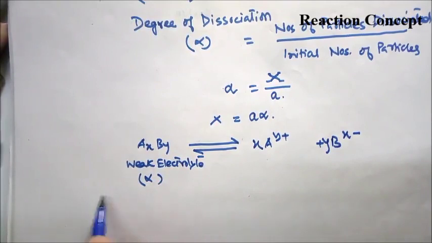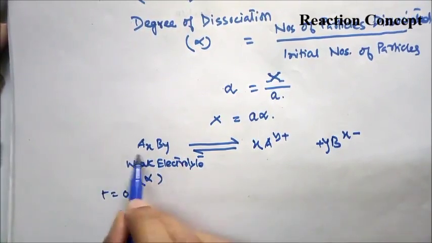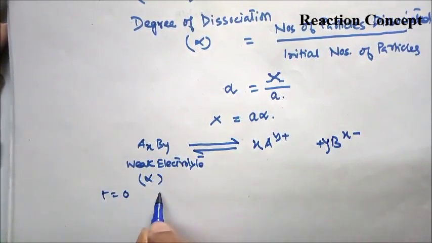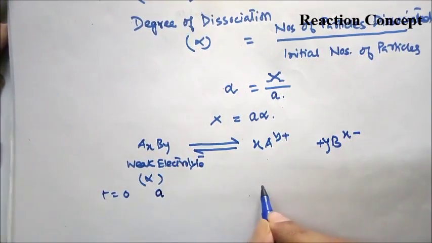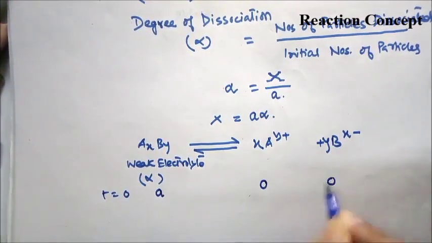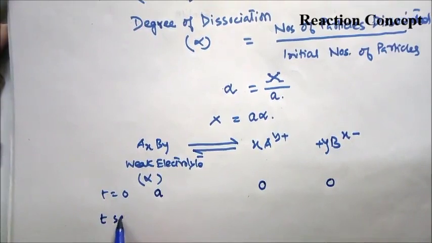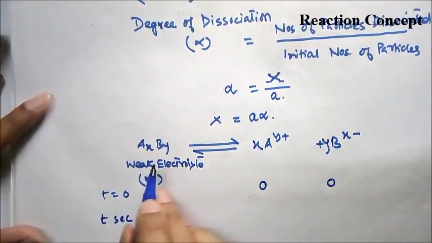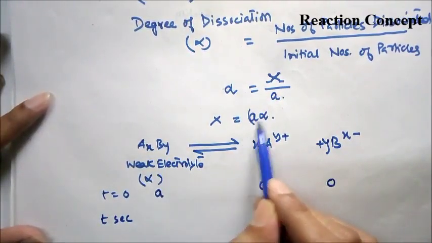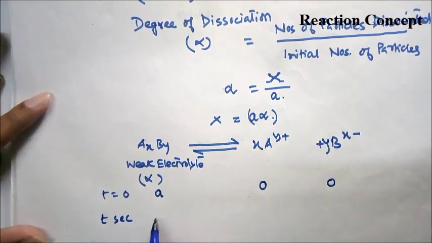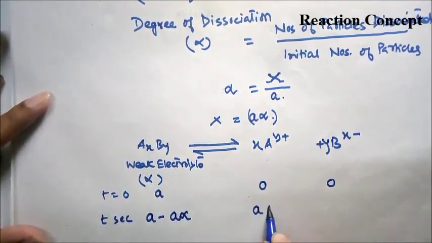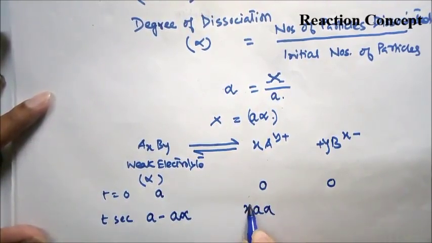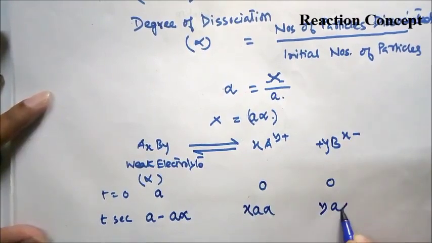Initially, at T equal to 0, the number of particles for this electrolyte is A, and then 0 and 0. Suppose at T second, the number of particles dissociated is this much. The number of particles left here is A minus A alpha. Here it will be A alpha, X into A alpha, Y into A alpha.